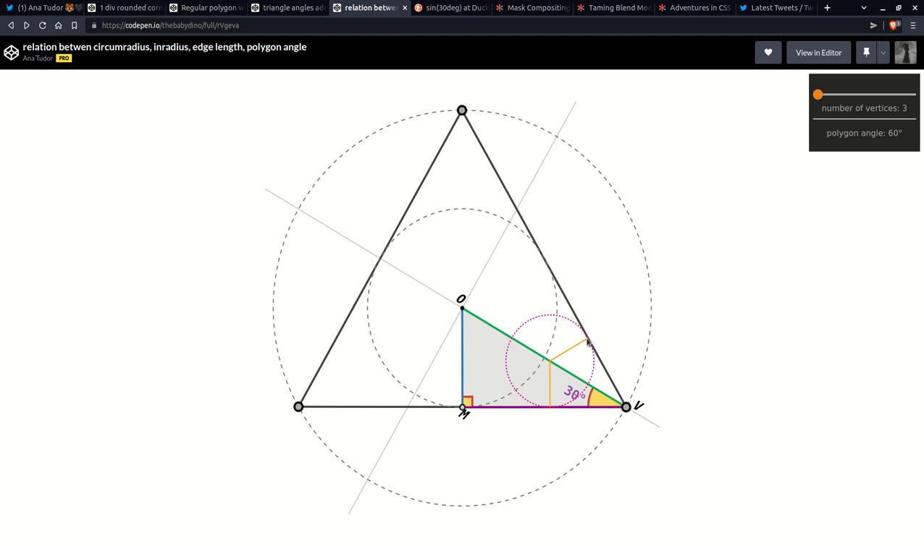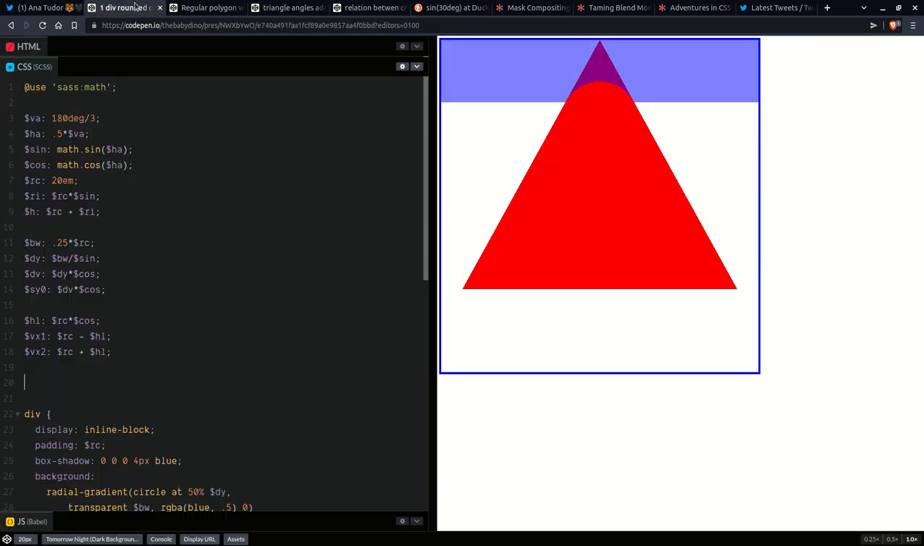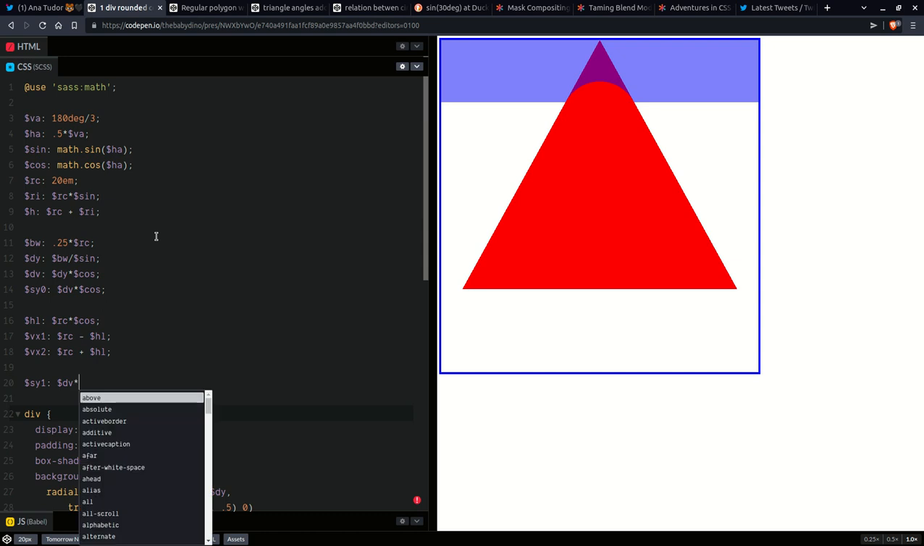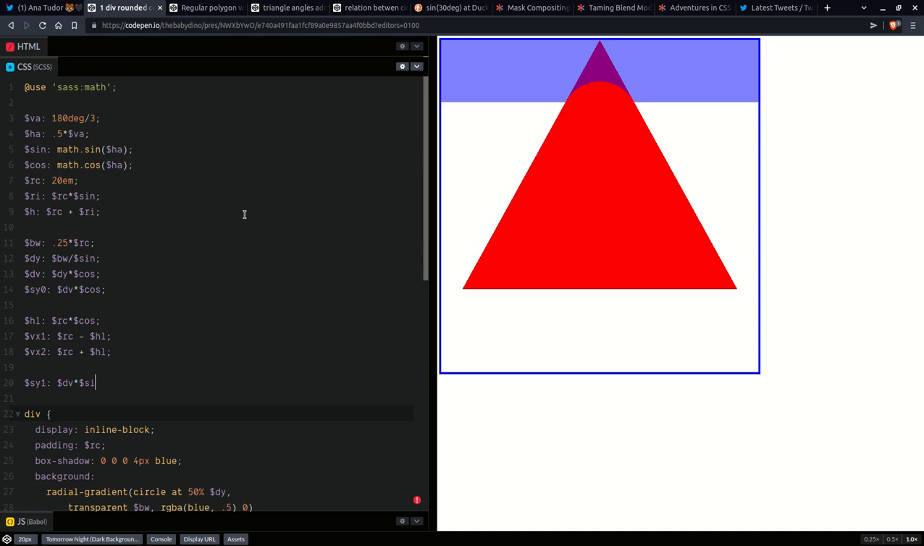Now, how much is the distance of that perpendicular? Well, this total angle right here is going to be 60 degrees. And we know the distance from the vertex, and if we draw a perpendicular, that's going to be a right triangle. So it's going to be this distance from the vertex times cosine of 60 degrees. So SY1 is going to be the distance from the vertex times cosine of 60 degrees, but cosine of 60 degrees is sine of 30 degrees. So that's our vertical size for those.